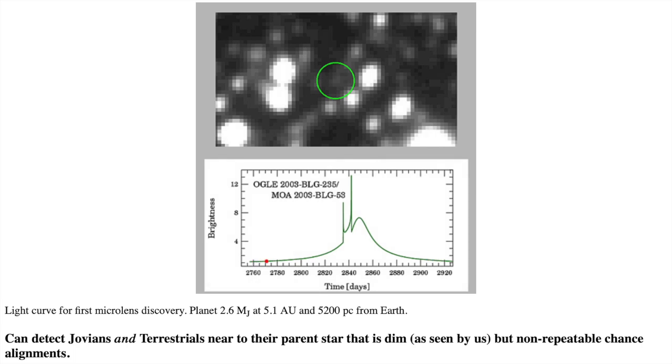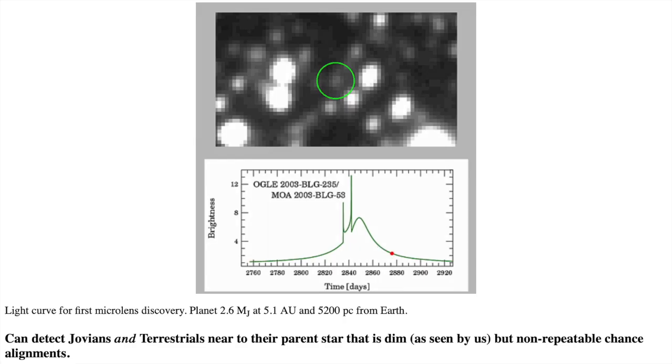This technique can find both large Jovian and the small terrestrial planets near their parent star, but only if the closer star is dim, so it doesn't wash out the light from the brighter, more distant star. It also means we're looking for exoplanets around distant stars that are lensing even more distant stars' light.